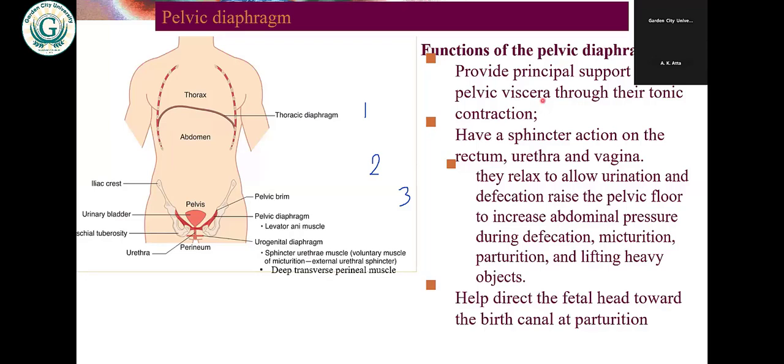And when there's too much intra-abdominal pressure, it resists it. It resists the pressure, and the increase in pressure is actually what is responsible for defecation, urination, and delivery, and also lifting heavy objects. So that's the pelvic viscera.